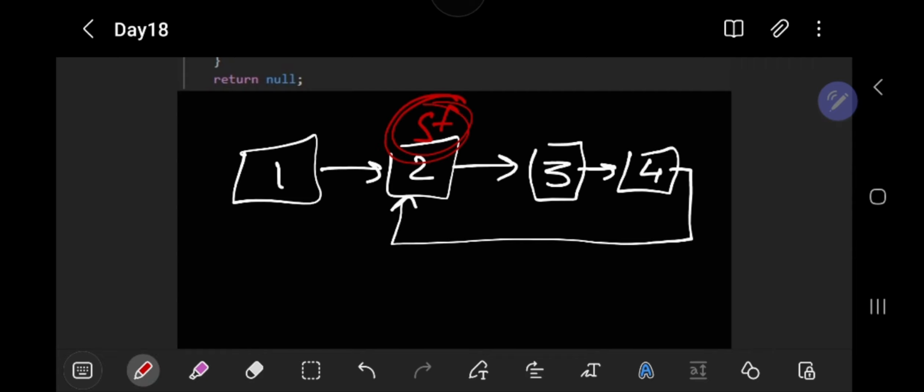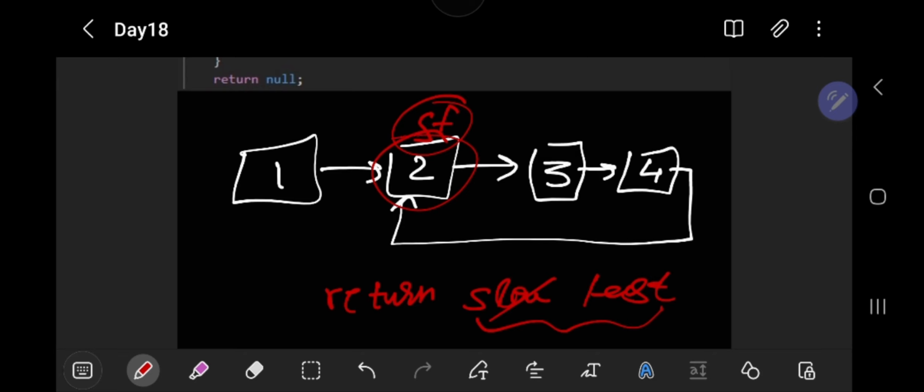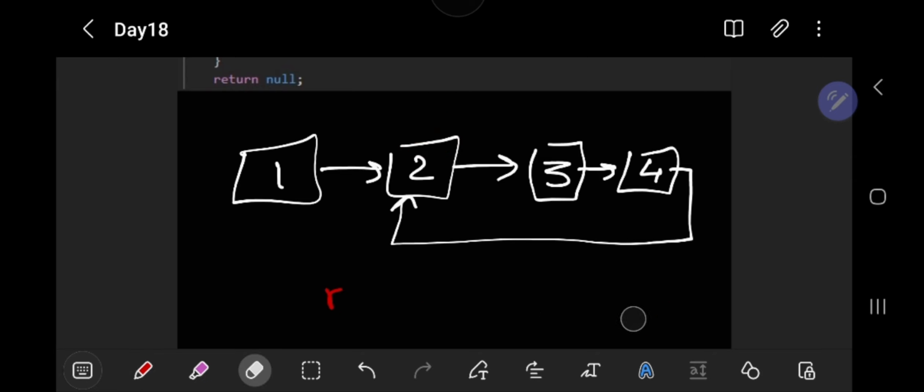So they are meeting over here. And what can you see? This is the first point of the starting. This is the first node in the loop. So we can return either, as I told, slow or fast. We can return anything from this, and this will return 2, which is the first node in our loop. So 2 will be returned, which is what we want to return. So finally our answer will be correct.